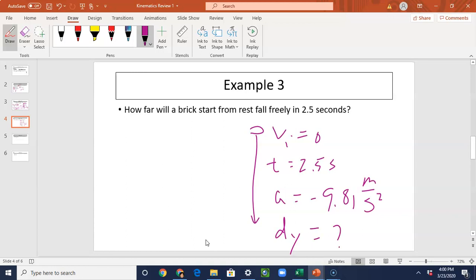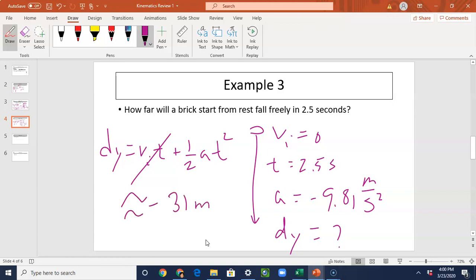We use the same equation as before. dy equals ViT plus 1/2 AT squared. 0 times anything equals 0, so that's cancelled. 1/2 times 9.81 times 2.5 squared will give you about negative 31 meters. This negative just means downward, it does not mean the number is less than 0. So the answer should be 31 meters.